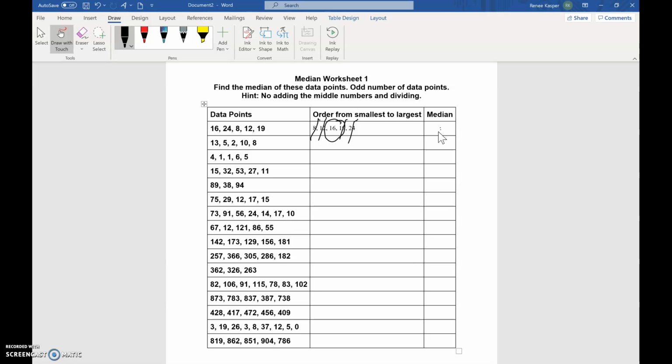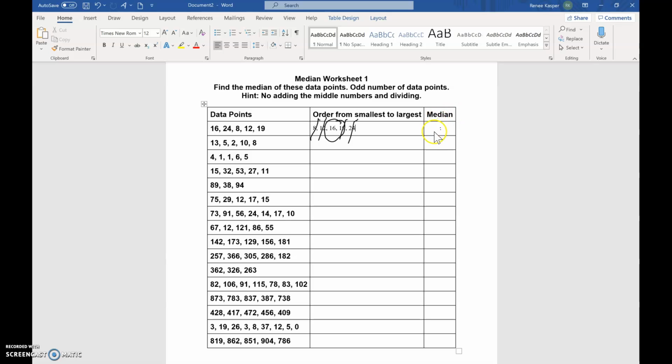And so for you guys, this is why I think it'd be great if you crossed it out on paper. I still want to see that you ordered it from smallest to largest on this document, but I understand that not everyone is going to be able to cross them out on the computer. So that's okay. It's okay as long as you still order them from smallest to largest and you find that middle number. So then I would go ahead and I would write 16 in here. And that's how we find the median.